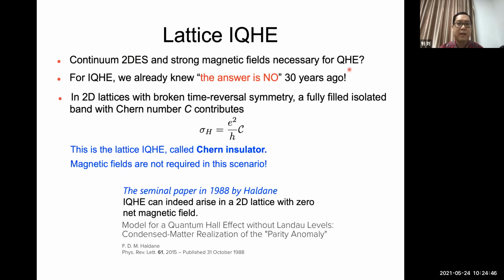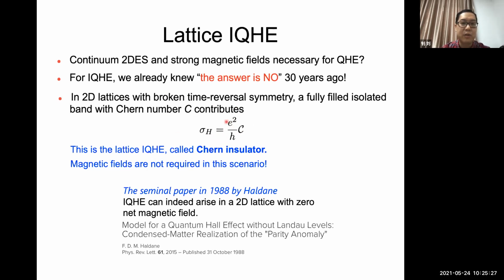fractional quantum Hall effect? Actually, for the integer quantum Hall effect, we already knew the answer is no 30 years ago. This is because in 2D lattices, if we have a 2D lattice with broken time reversal symmetry and a fully filled isolated Bloch band with Chern number C, according to the linear response theory, it contributes a quantized Hall conductance equal to e squared over h times the Chern number C. And this is exactly the same as the integer quantum Hall effect in the continuum. So this is called the lattice integer quantum Hall effect, and it's also called Chern insulator.